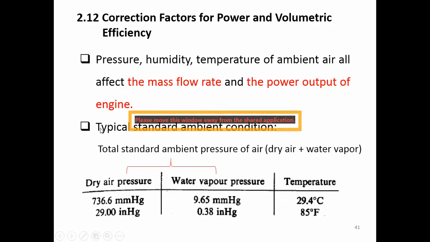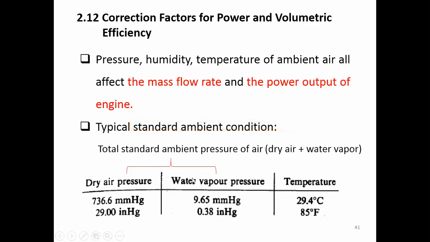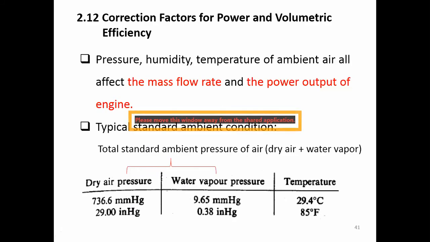So what are the typical standard ambient conditions, right? I show you here the typical standard ambient conditions. For the ambient conditions, we have two pressures, because our air is always dry air plus water vapor. So we have two pressures that, when we combine them together, give the total standard ambient pressure, or as most people say, the standard ambient pressure of the air. The standard ambient pressure of the air comes from two pressures.